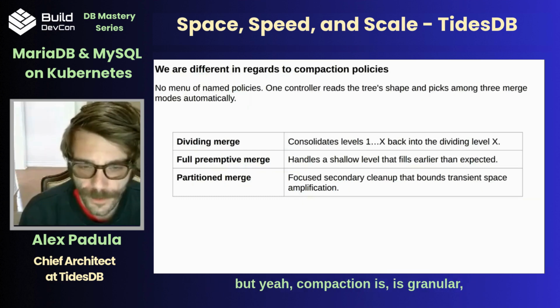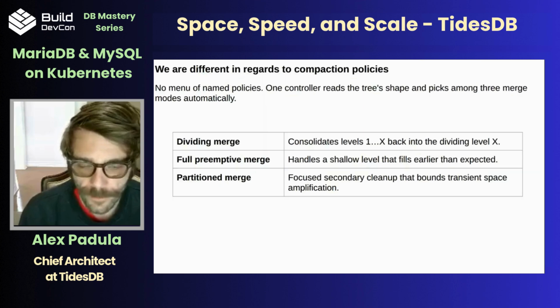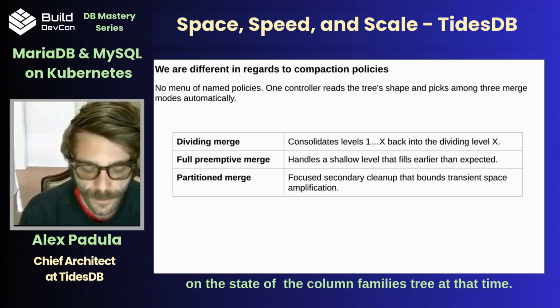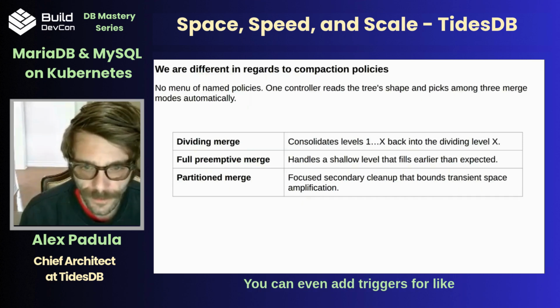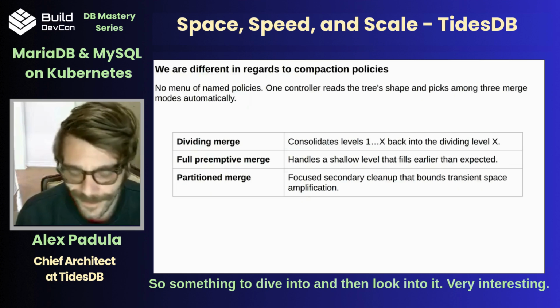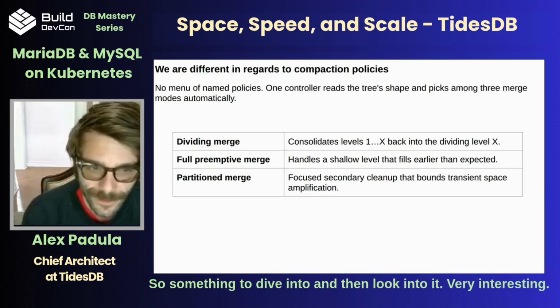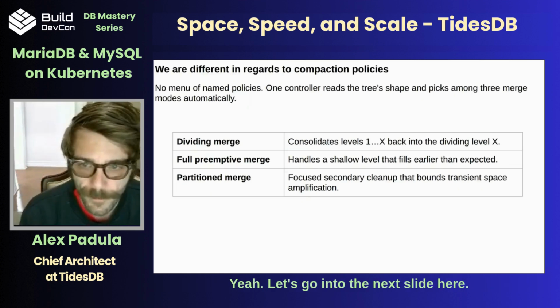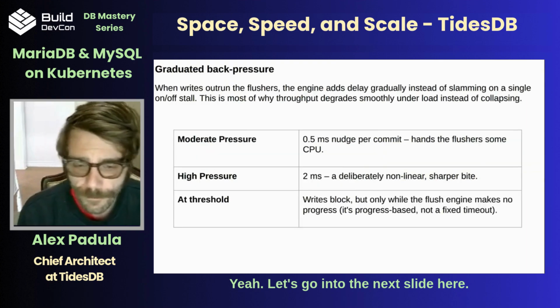But yeah, compaction is granular, adaptive, and selective. So it's determined on the state of the column family's tree at that time, and it's highly configurable, right? You can even add triggers for like tombstone state of SS tables, the density of them. So something to dive into and look into. Very interesting. But yeah, let's go into the next slide here.